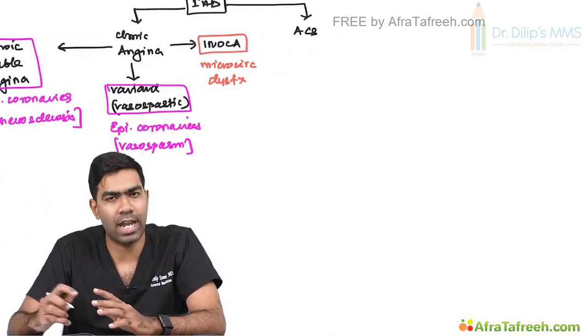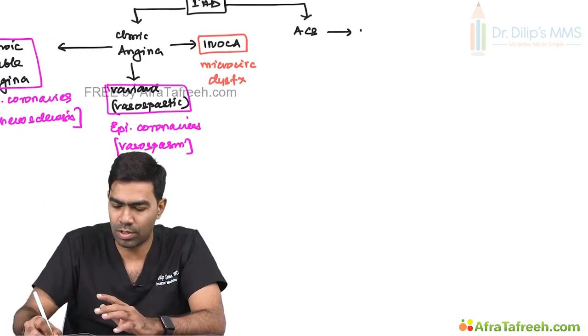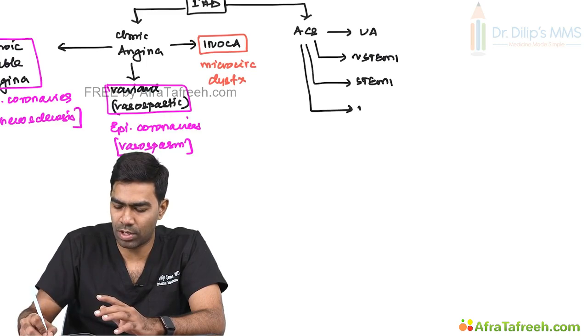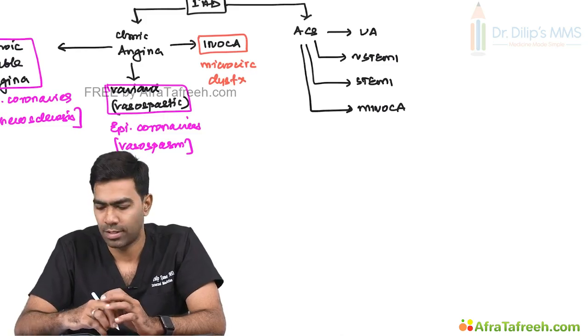On the other hand, ACS can be divided into something called an unstable angina, NSTEMI, STEMI, and finally you have something called a MINOCA, that is myocardial infarction with no obstructive coronary artery disease.